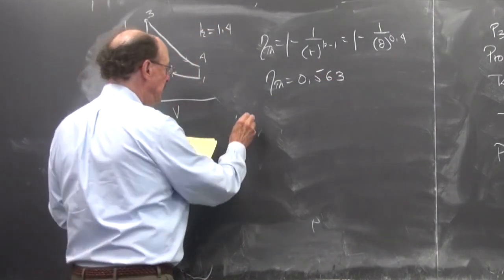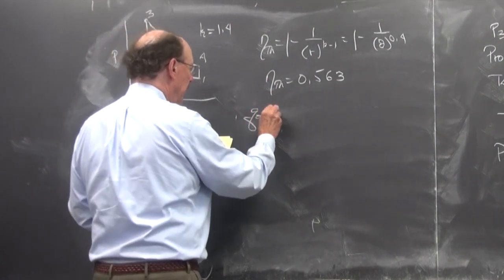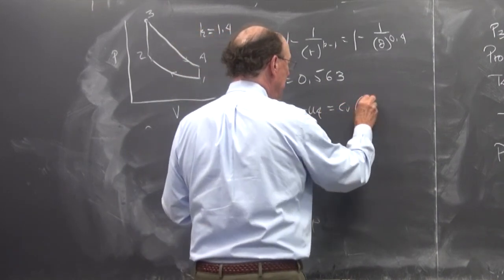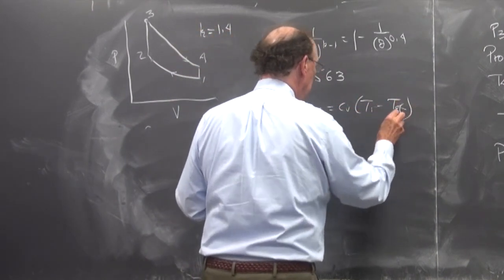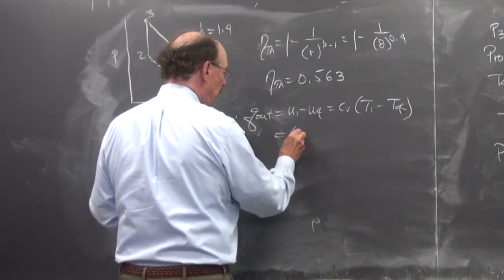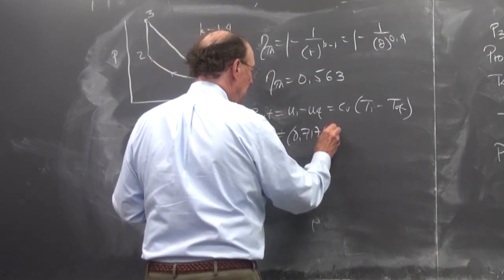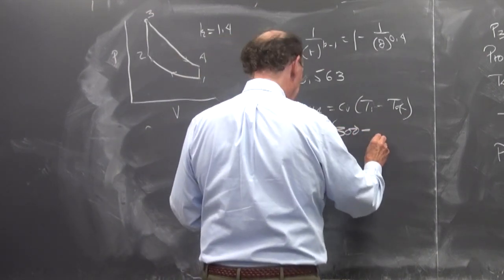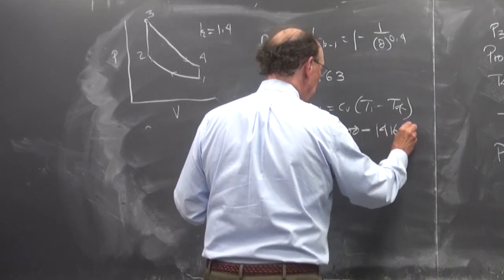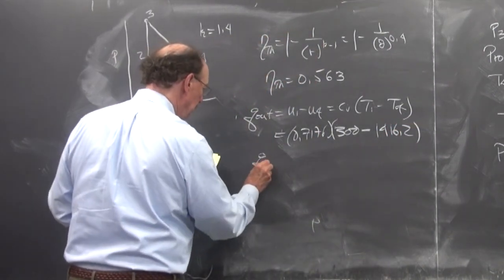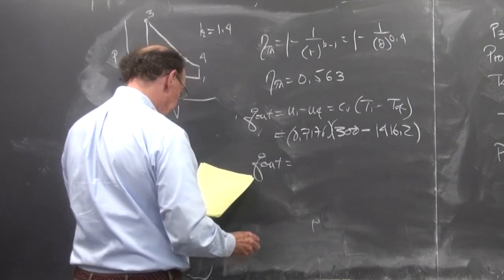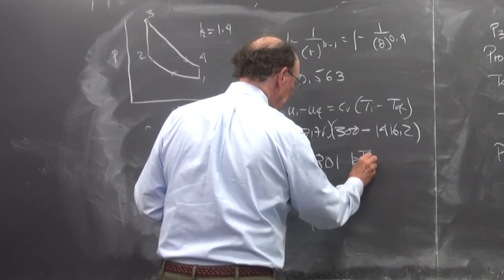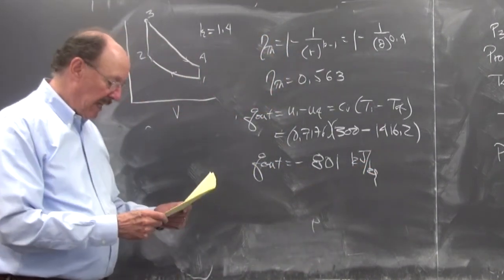Q out is equal to U1 minus U4, is equal to C sub V times T1 minus T4, is equal to 0.7176 times T1 300 minus T4 1416.2, and we get the Q out is equal to minus 801 kilojoules per kilogram. And so I have what that is.